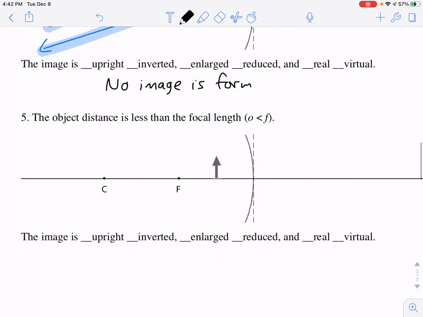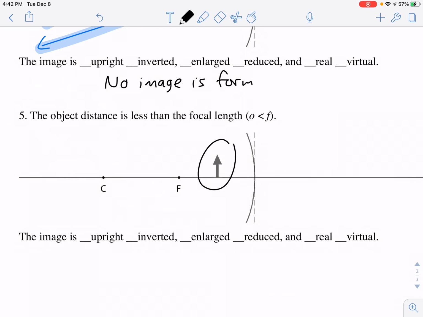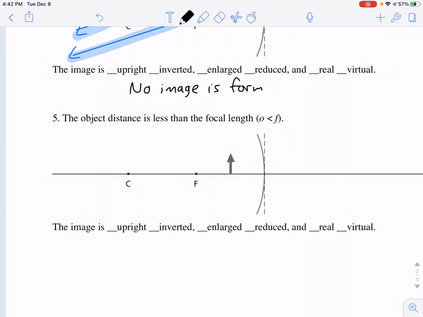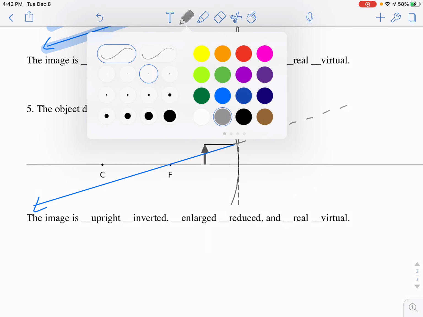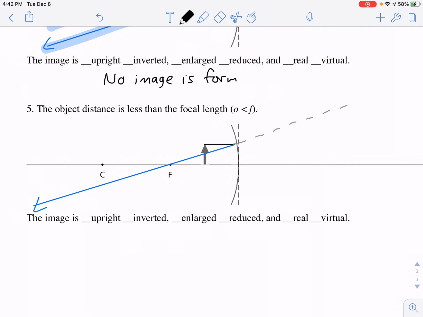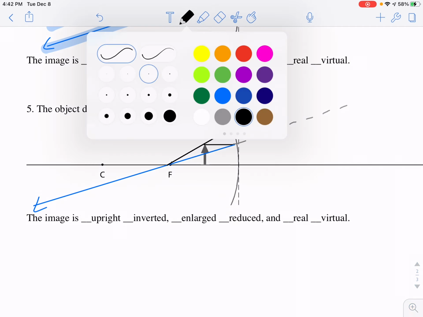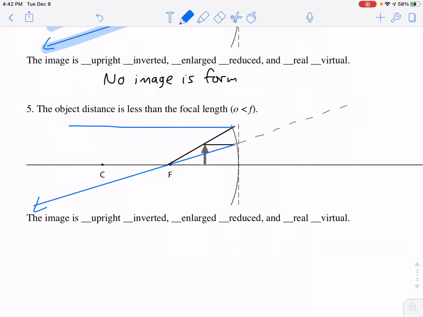Number 5, we've now moved the object halfway between the focal point and the mirror. Let's begin. The first ray goes parallel to the principal axis and reflects back through that focal point right there. Draw your back ray. Your second ray, I can go through the center of curvature or I can go through the focal point. It doesn't matter. I'm going to go through the focal point. Line it up with the focal point. Goes through the focal point, but this time it reflects parallel, like this.